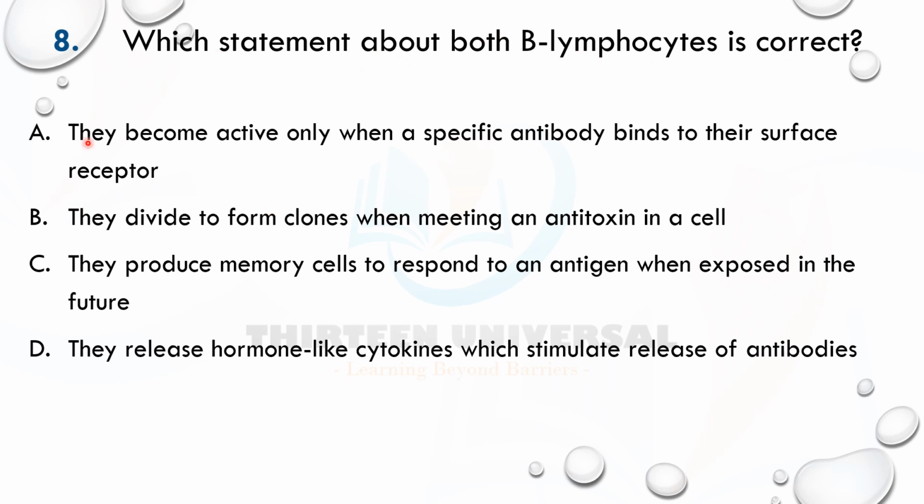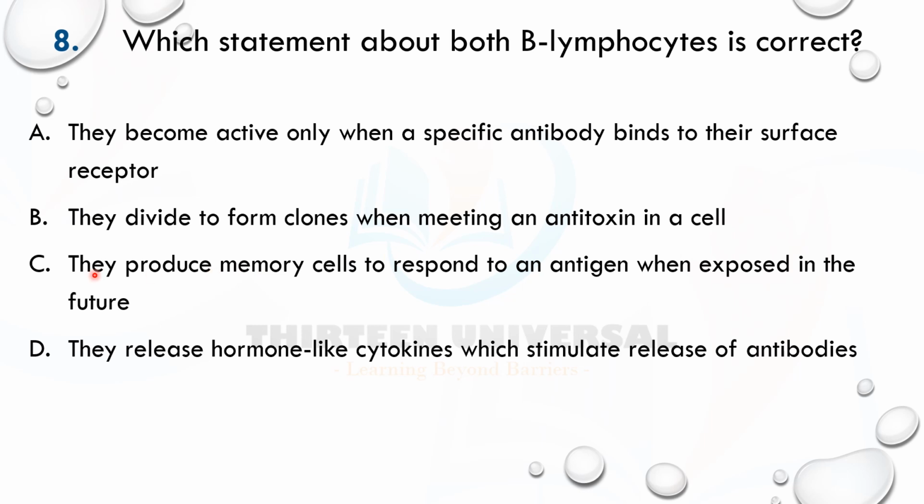You can see that. Now B lymphocyte, okay. They become active only when a specific antibody binds to their surface. No, they become active when a specific antigen binds to them, not antibody. So when antigen on the pathogen binds to them, that's clonal selection, so that they get activated. Right, so this is not correct. B says they divide to form clones when meeting an antitoxin in a cell. No, it's when they come into contact with an antitoxin. It's not when the antitoxin is inside the cell.